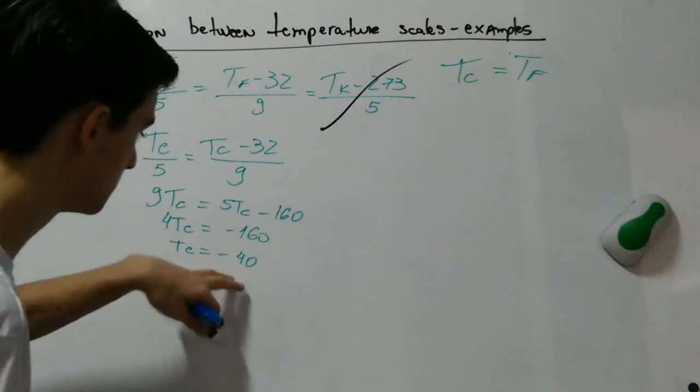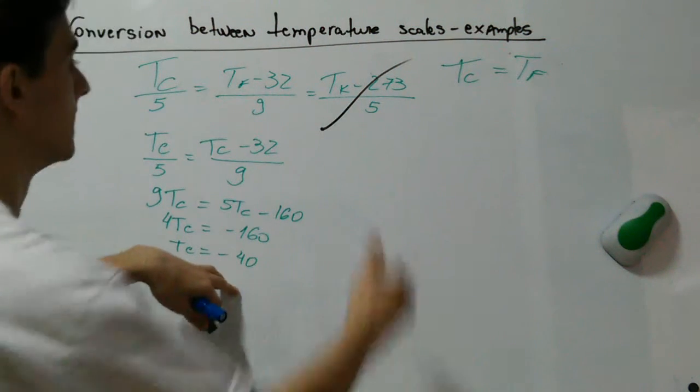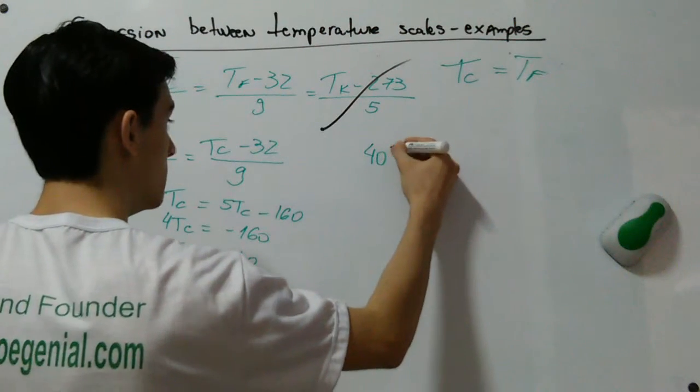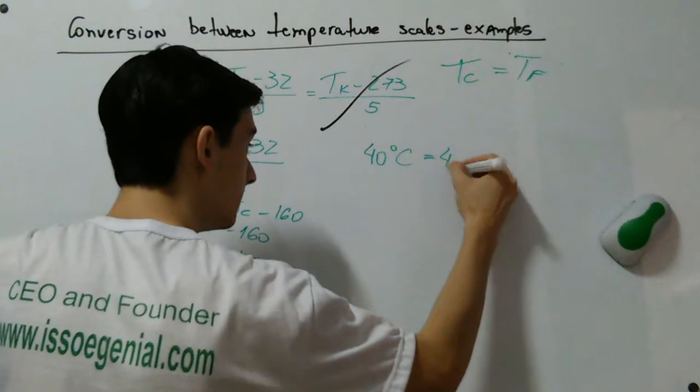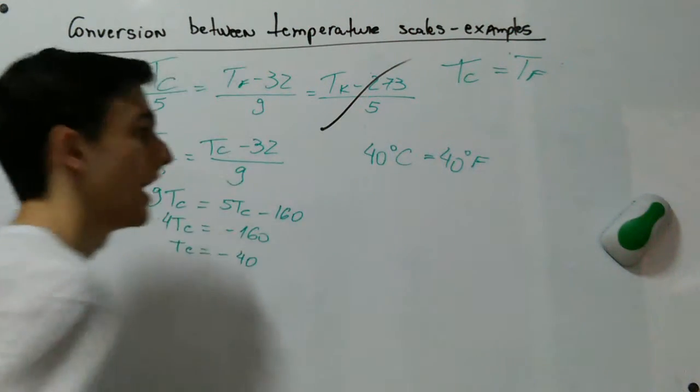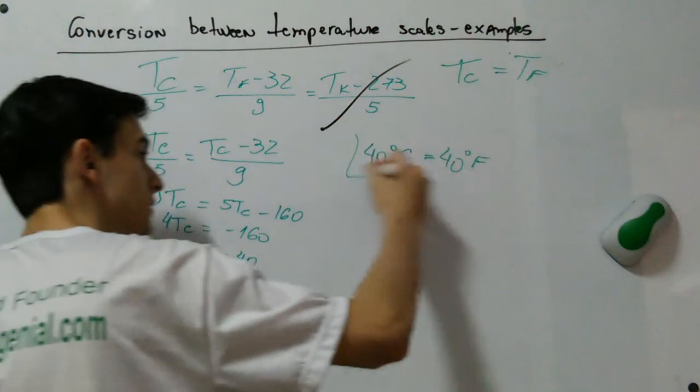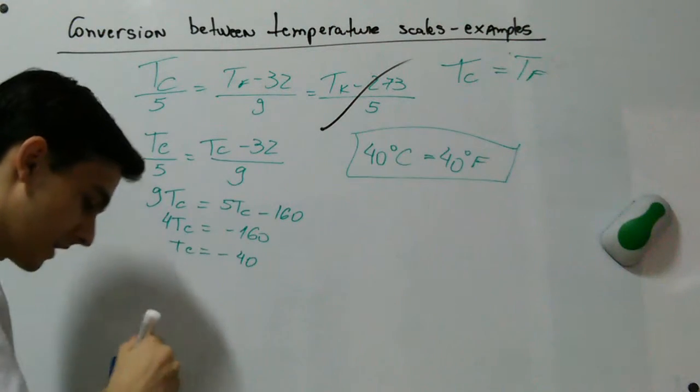And what is this negative 40? You can say that negative 40 degrees Celsius equals negative 40 degrees Fahrenheit. And I'm going to explain why that happens.